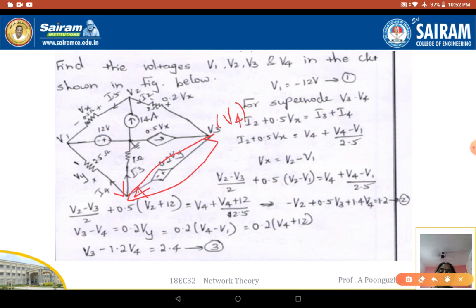So next is your equation for V3, V3 minus 1.2 V4. So here in this case V3 minus V4 is equivalent to 0.2 Vy. What is Vy? Vy is nothing but this equation. It is V4 minus V1. So we will be getting the equation as V3 minus 1.2 V4 is equivalent to 2.4.